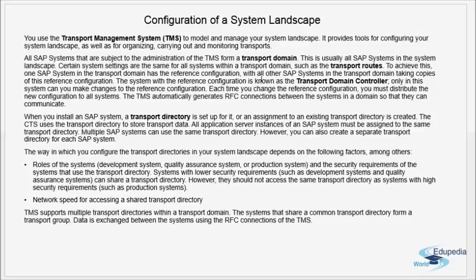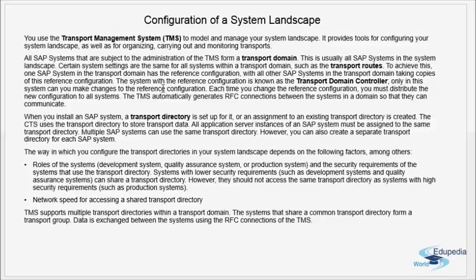So when we have a development, quality and a production system in a system landscape, all of these systems form a transport domain, and the system settings are the same for all the systems in this transport domain, for example, transport routes. Now in this transport domain, one system is taken as reference, where all the configuration is built and that configuration is distributed to other systems. So whenever you want to make any configuration changes of this TMS, you have to make them in the reference system and then distribute it to the other systems.